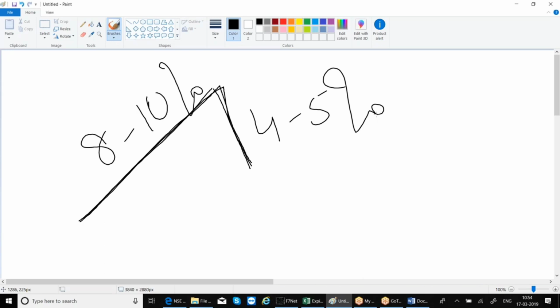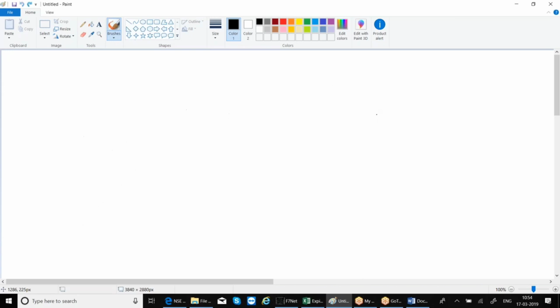I'll explain you with examples. 2-1% ऊपर नीचे हो सकता है. Same way, if I say this will be around 8 to 10 and this will be around 4 to 5. Sir, any doubt? Getting it?